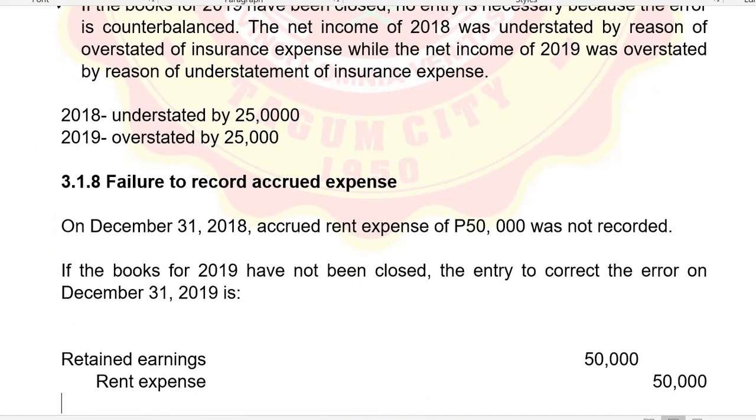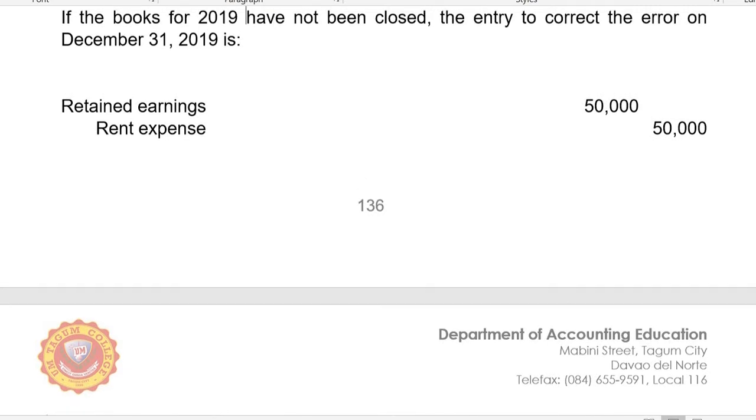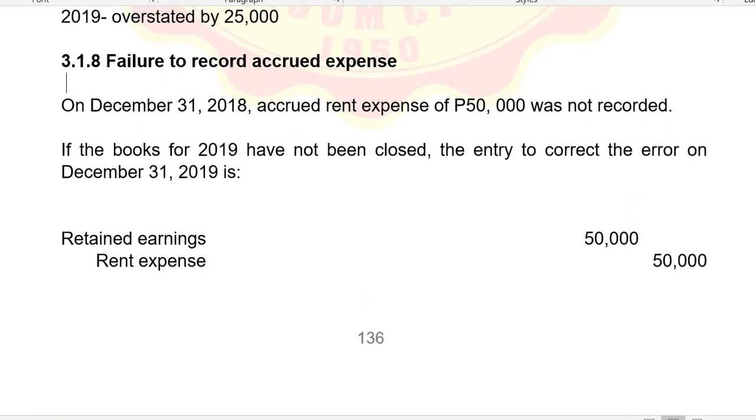Failure to record accrued expense. Here we go. Failure to record accrued expense. Okay? So, on December 31, 2018, accrued rent expense of 50,000 was not recorded. So you did not record the accrued expense.